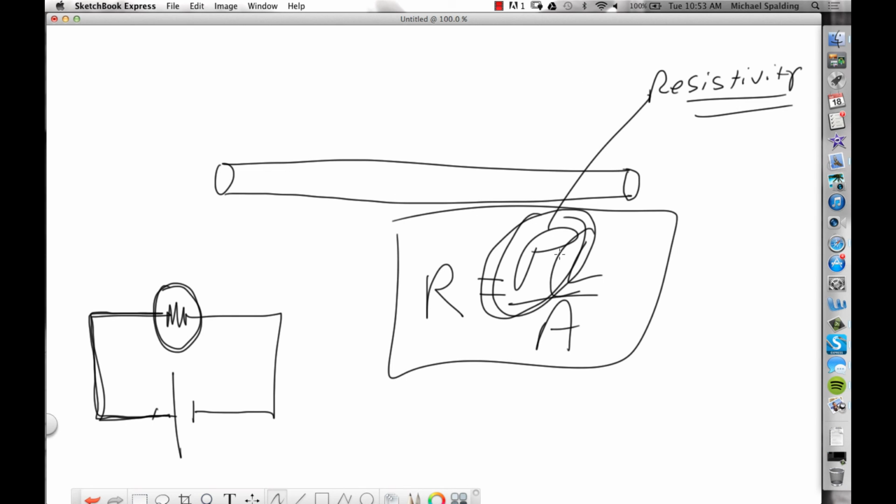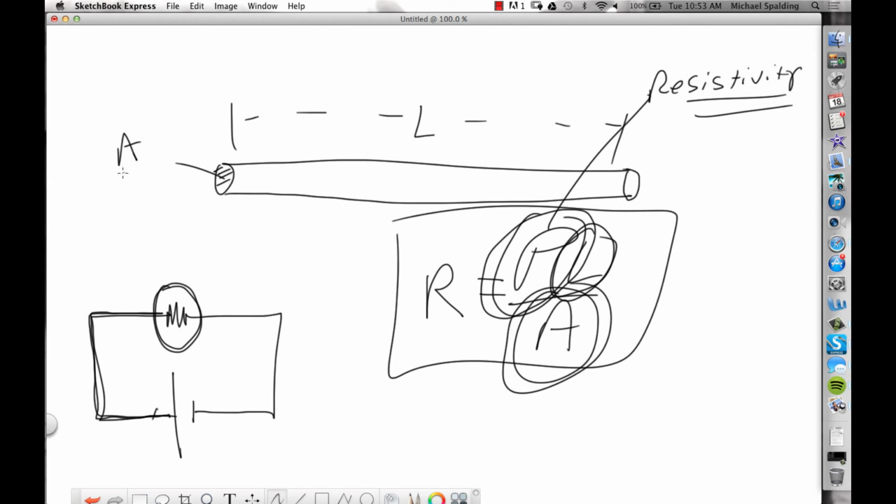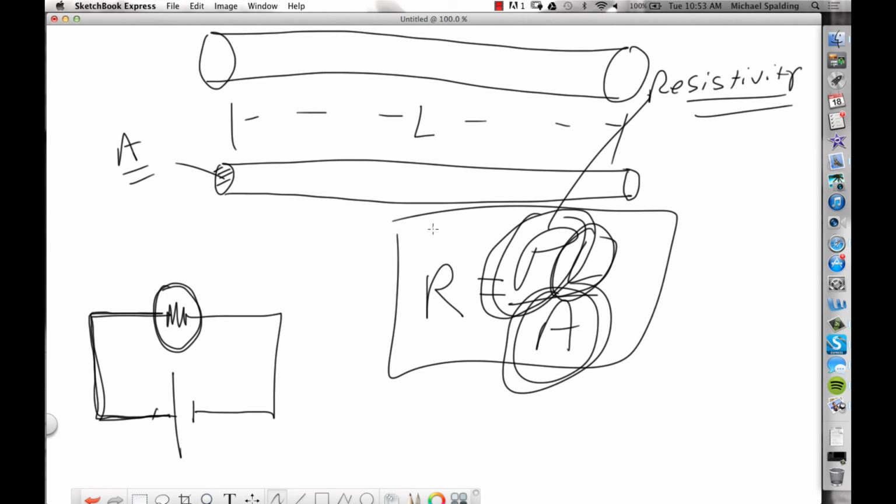Now, what is L? L is the length of the wire. The longer it is, the more resistance there will be. A, it's not amps, it's area. It's the cross-sectional area of the wire. So what would have more resistance? Let me draw you two wires here. So I drew a fat one and a skinny one. Which of these two wires will have more resistance? The skinnier one. The fatter one has less resistance, right? Because if A gets bigger, then R goes down. So that's how you calculate resistance.